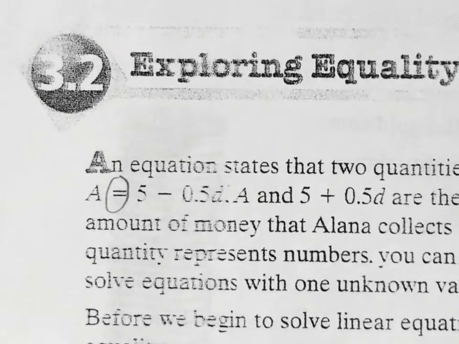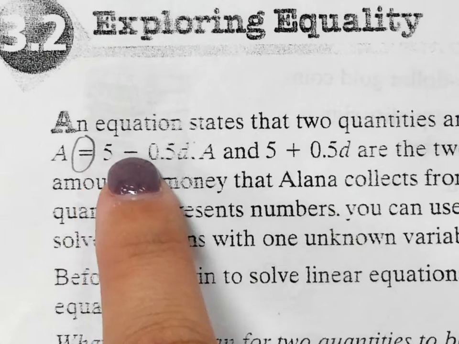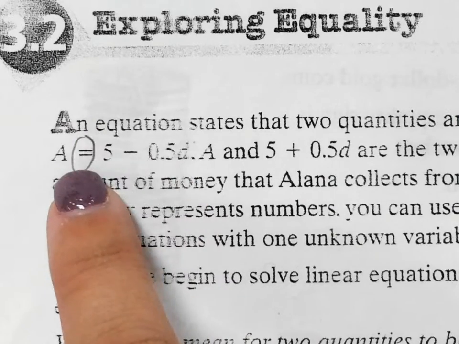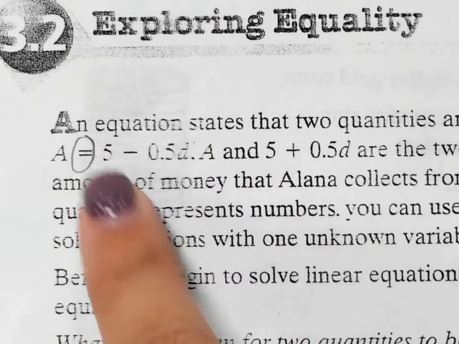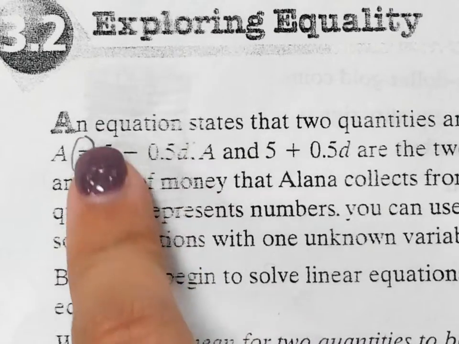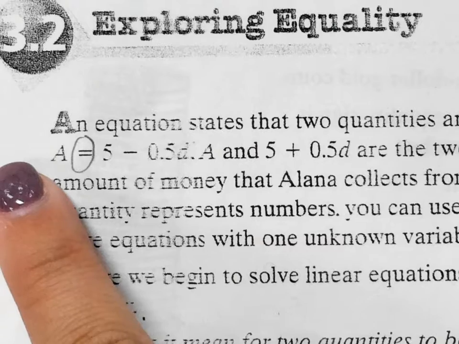Okay, so if we have the equation right here, this is not on your sheet of paper. If you have A is equal to 5 minus 0.5D, that equal sign tells you that the value of A is equal to the value of 5 minus 0.5 times D. Okay, so that equal sign tells you that the left side is equal to the right side and the right side is equal to the left side.